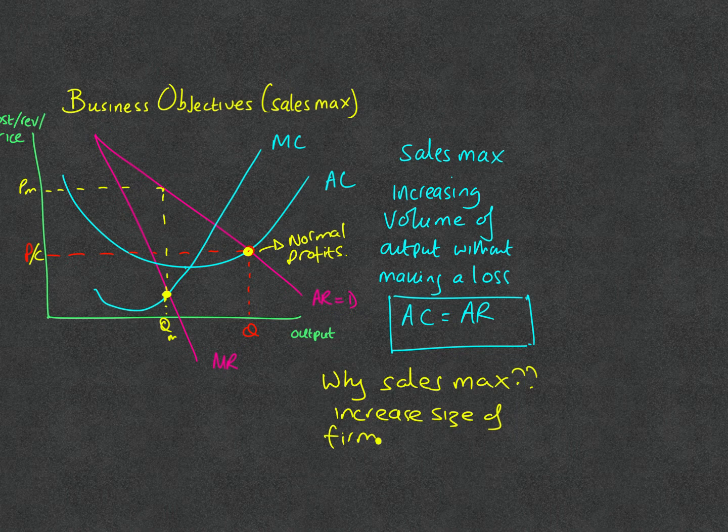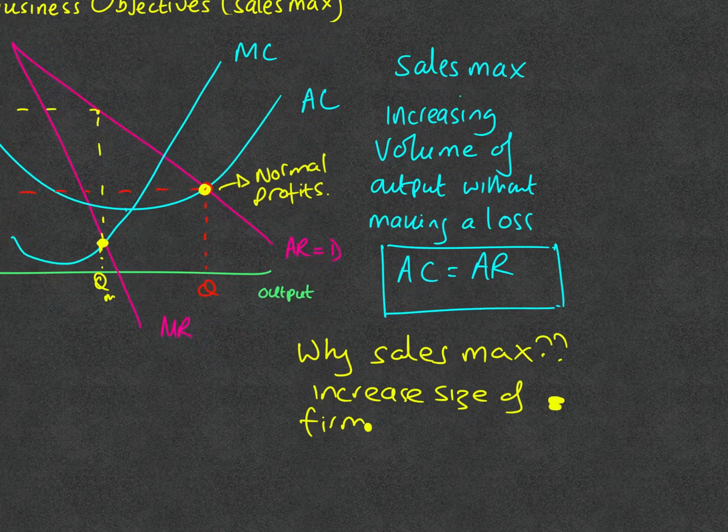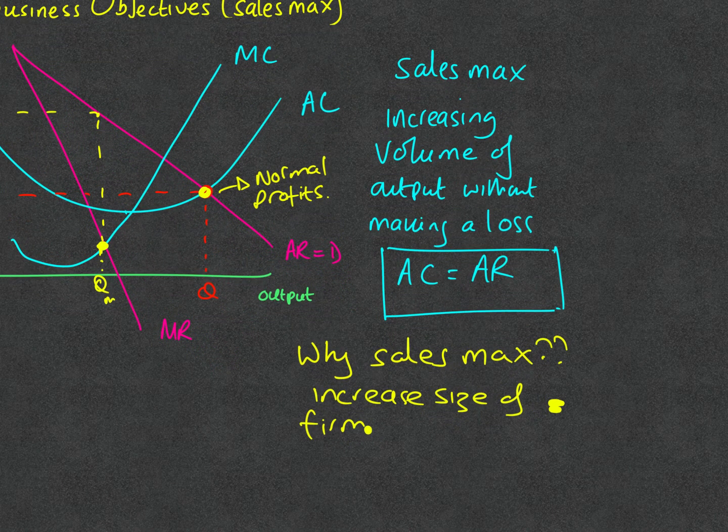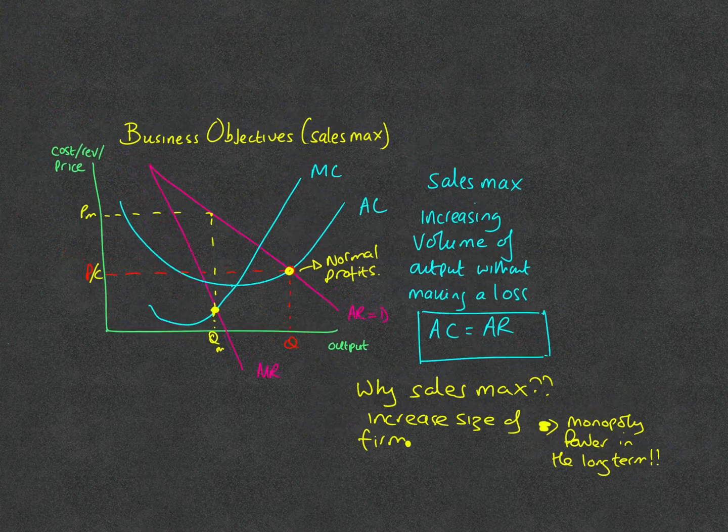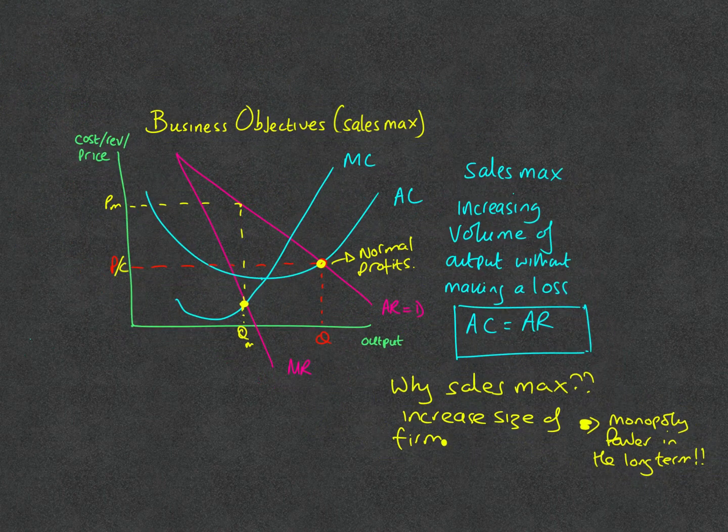Why is this important to firms? Well, in the long term, if you are selling more than the rest of your competitors and you're gaining a greater market share, this gives you more power. Your competitors then in the long term start to diminish because they can't stay in business and they can't compete with you. And then in the long term, you look to increase your prices and maybe reduce the quantity because you've got rid of all those competitors.